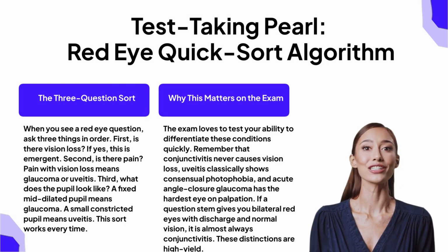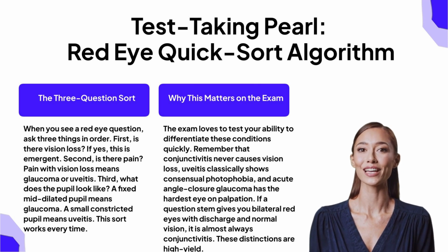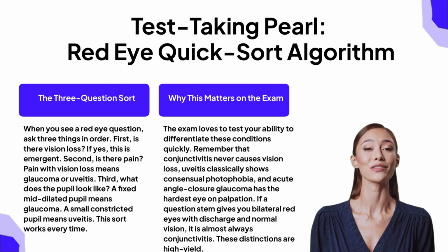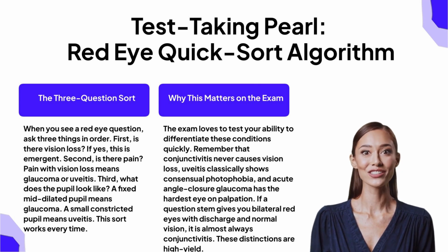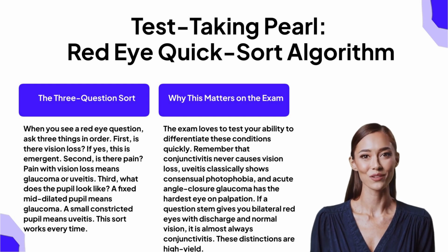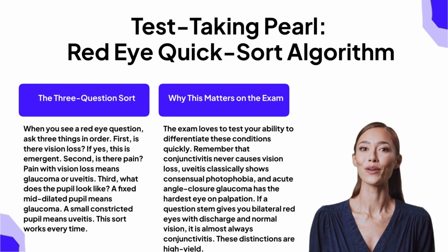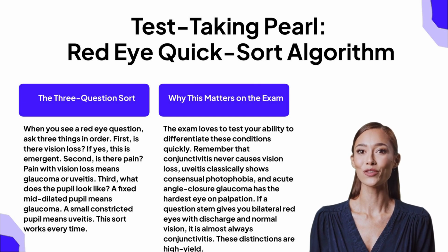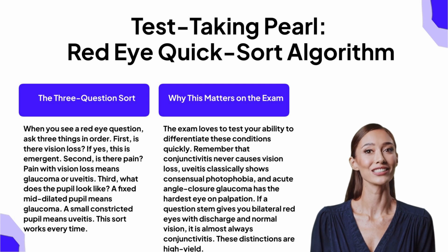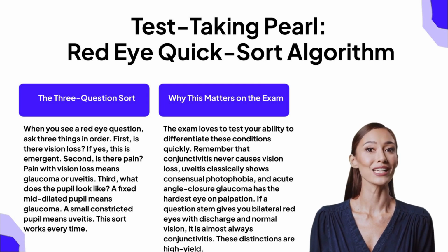Remember these key distinctions. Conjunctivitis never causes vision loss and typically presents bilaterally with discharge. Uveitis classically shows consensual photophobia, meaning shining a light in the unaffected eye causes pain in the affected eye. Acute angle closure glaucoma will have the hardest eye on palpation. If a question gives you bilateral red eyes with discharge and normal vision, it is almost always conjunctivitis. Commit these distinctions to memory because they are extremely high yield.